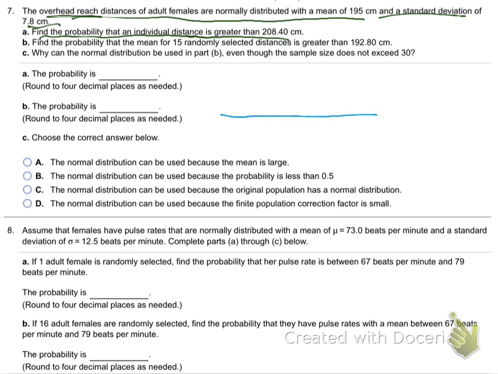We'll draw a bell curve like usual. Put the middle on like we always do. What's the middle? The mean, 195. Okay. Now we're saying greater than 208.4. Where's 208? Well, it's somewhere to the right. 208.4 is certainly bigger than 195. It's to the right. Now, it says find the probability greater than.